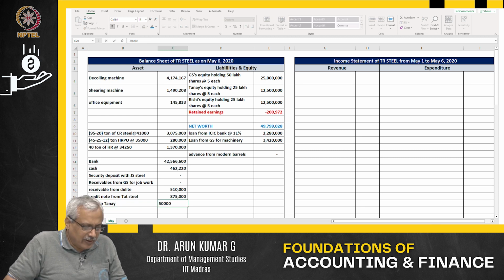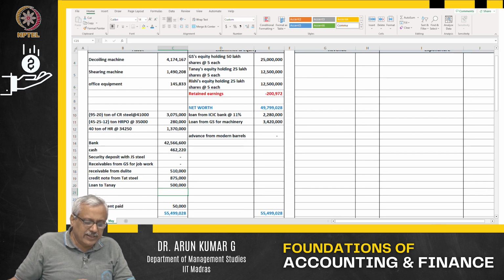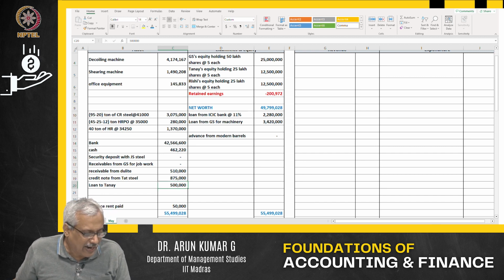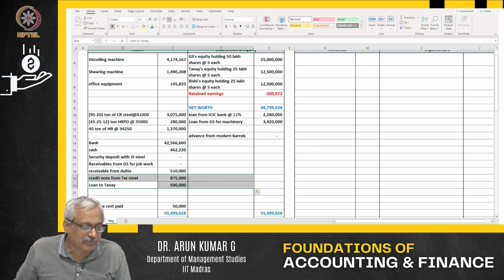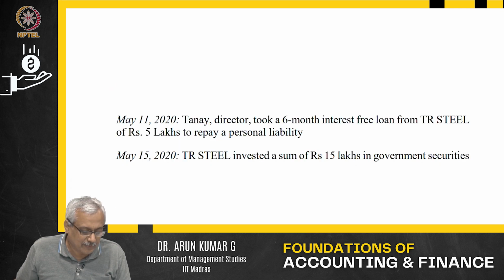How much is it? 5 lakhs is the loan to Tanai, and you can see the balance sheet sitting tight in this particular case. So there is a loan which is given to Tanai, and that is it. The company is eligible to get the money back from Tanai, and that is how it basically sits in this particular case.